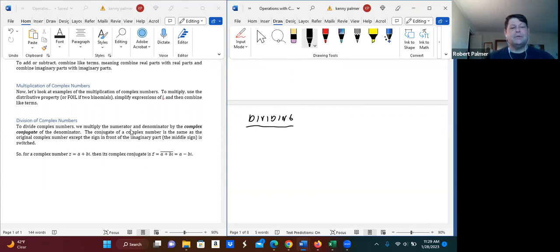Okay, to divide complex numbers, multiply the numerator and denominator by what's called the complex conjugate of the denominator. The complex conjugate of a complex number is the same as the original complex number, except the sign of the imaginary part, the middle sign, is switched. Okay, for example, a complex number looks like this: a plus bi. Its complex conjugate is a lot of times written with a bar over it, and that's going to be exactly the same, except the middle sign is switched. So let's look at a couple examples of these to kind of get the feel for it. So here we have a complex number.